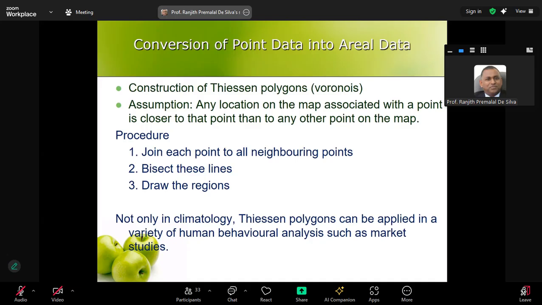Now, first one, if you look at the Voronoi, how do we construct the Voronoi? How do you construct the Thiessen polygons?